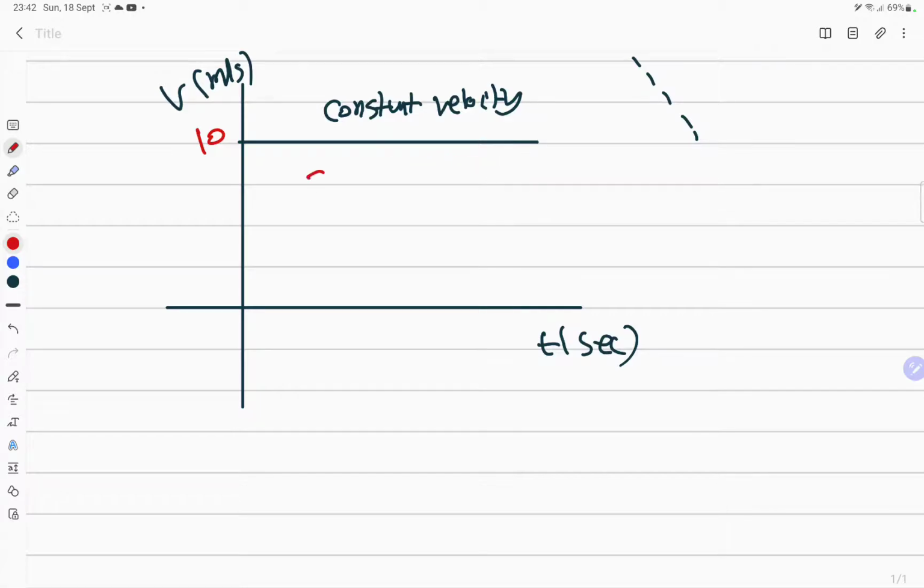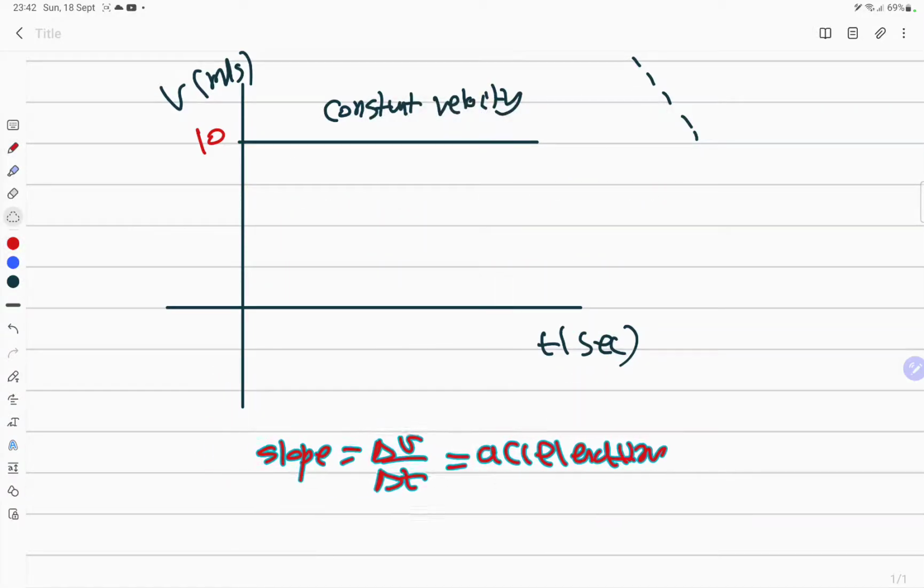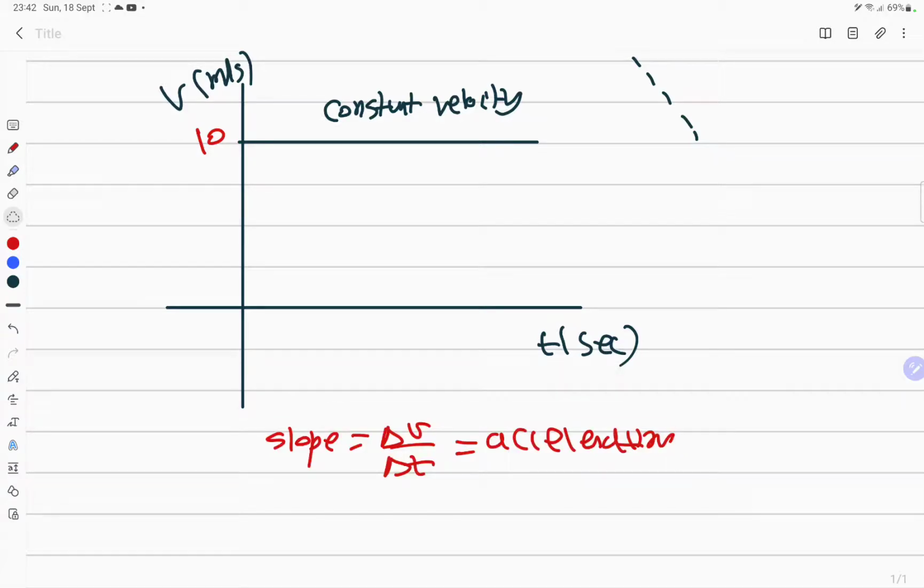Information number 2: the slope is equal to delta v over delta t, which means it's acceleration. So the slope here represents the acceleration. And since it has a constant velocity, the slope here is going to be equal to 0, because the velocity is constant, so there is no change in the velocity.